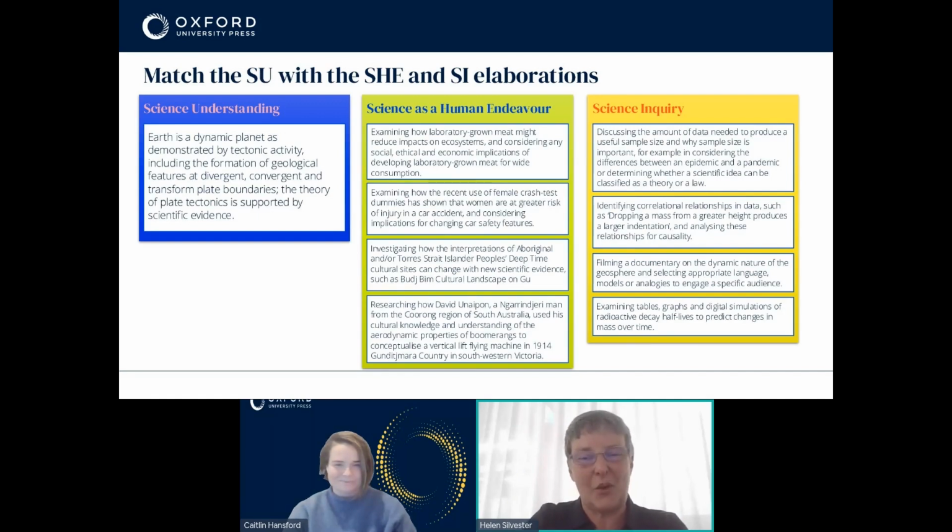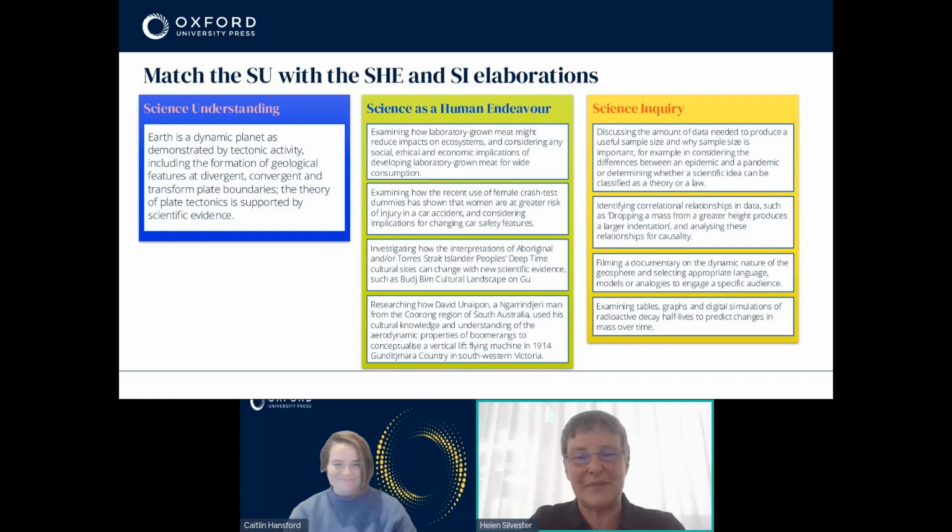Look at the Science Inquiry now. So again, I've picked out 4 different elaborations here, and one of those is directly relevant to the tectonic plates. So which one of those do you think would be relevant to teach under that tectonic plates topic that's now moved to Year 8? I'll give you a minute to read through all of them. Oh, I've got someone game to put it down.